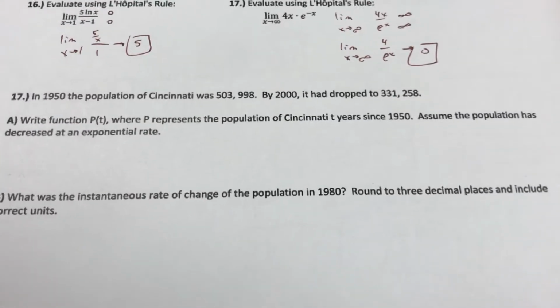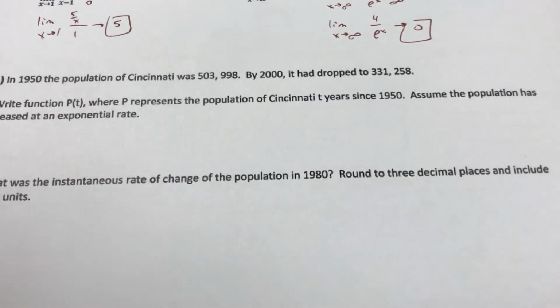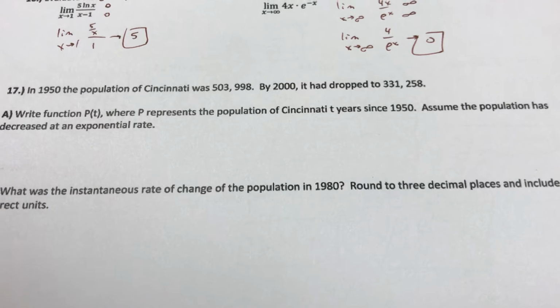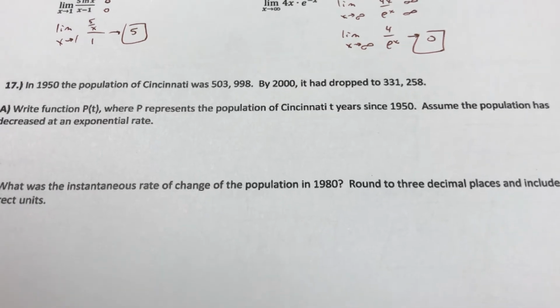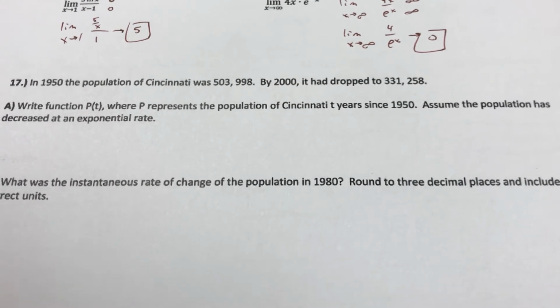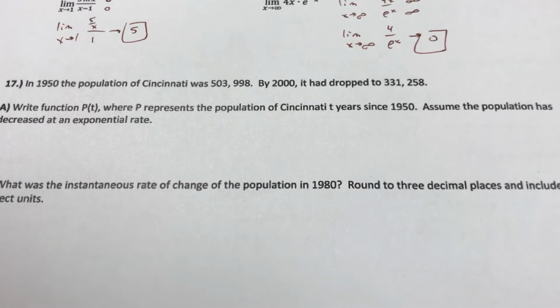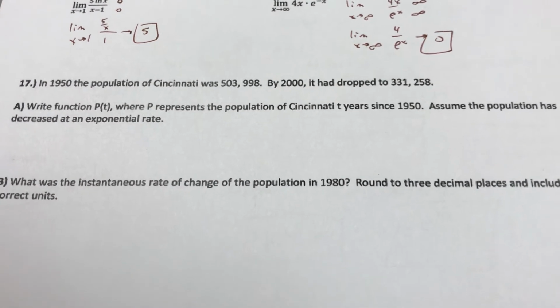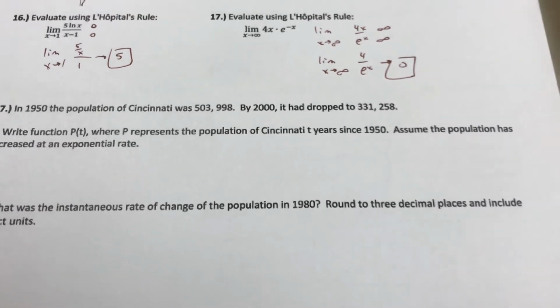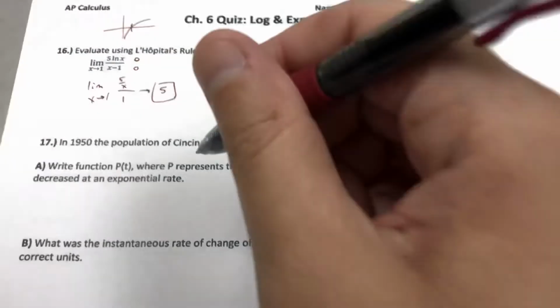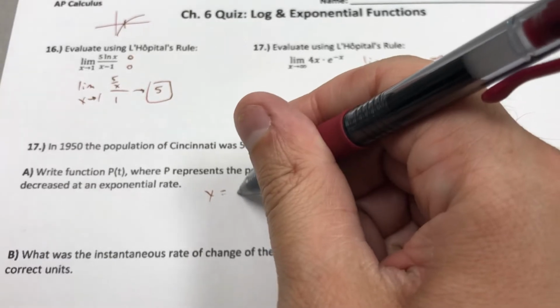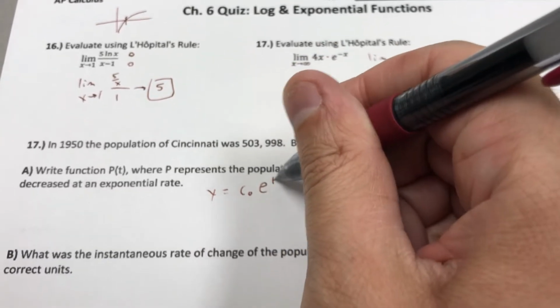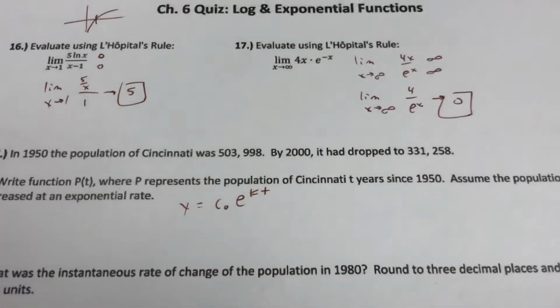Okay? All right. In 1950, the population of Cincinnati was a little bit over 503,000. By 2000, it had dropped to 331,000-ish. We want a function representing the population of Cincinnati t years since 1950. We're assuming the population has decreased at an exponential rate. So they're basically telling us to use the PERT formula. I'm going to use the calculus version of this, C naught e to the kt, using t to represent time.